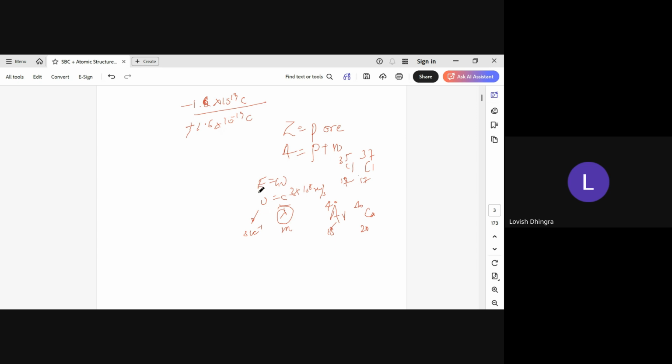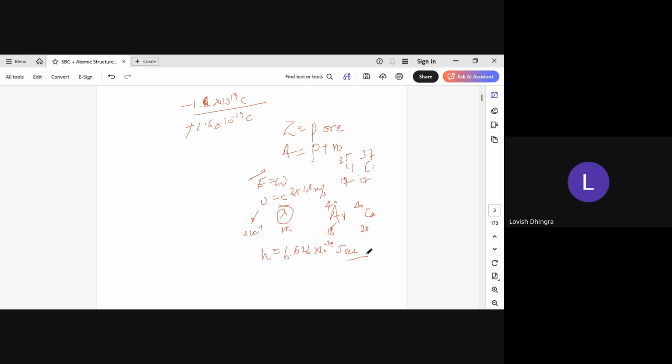Next comes Planck's quantum theory. E is equal to h nu, or E is equal to h c by lambda. And what is h here? Planck's constant, and its value is 6.626 into 10 to the power minus 34 joule seconds.